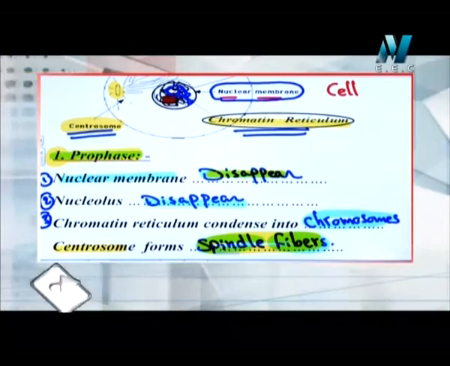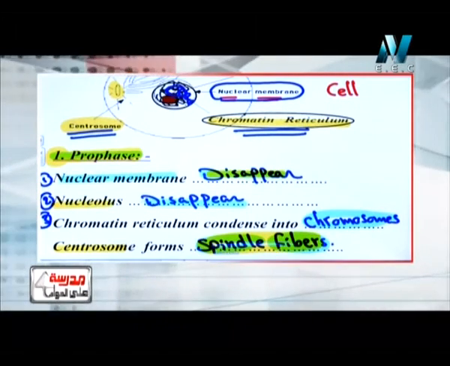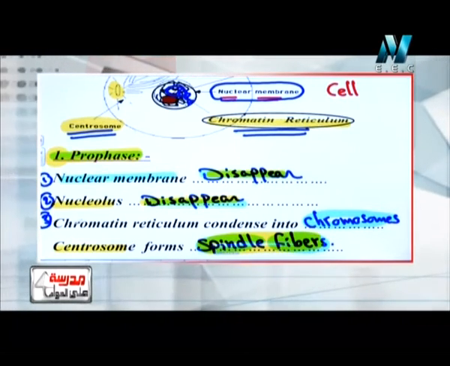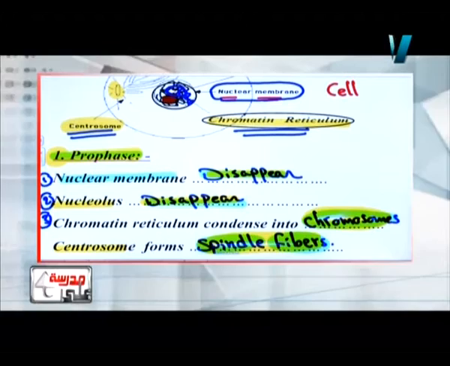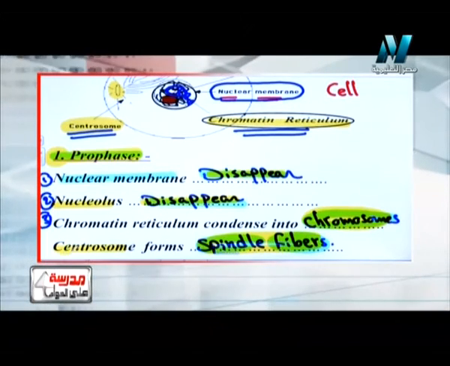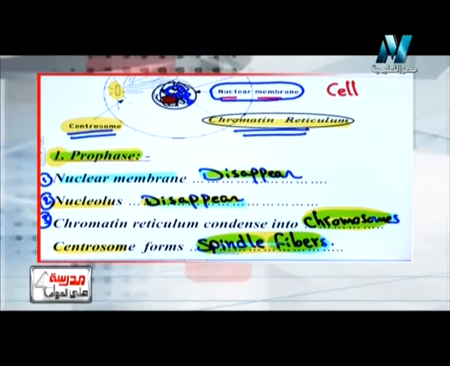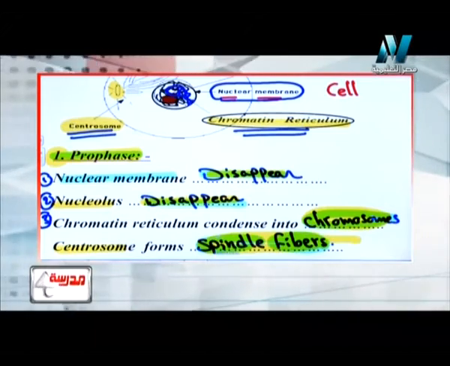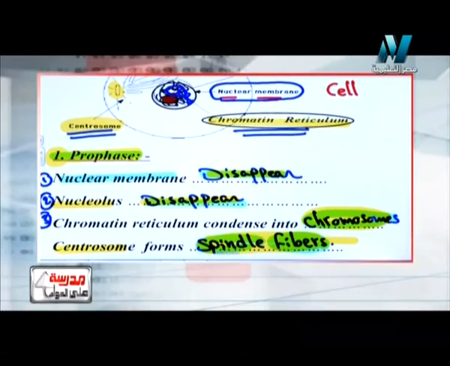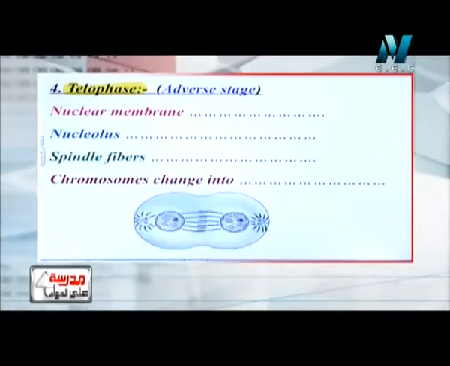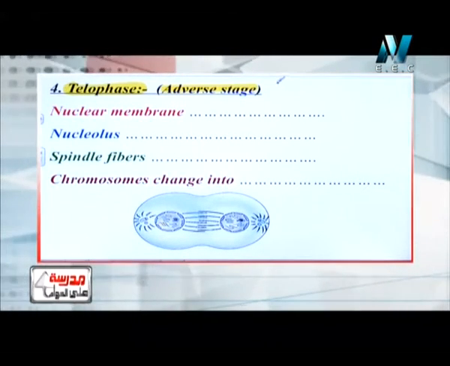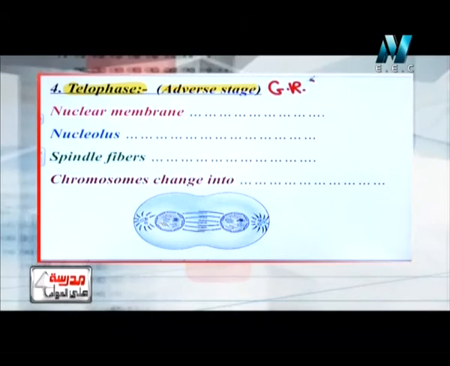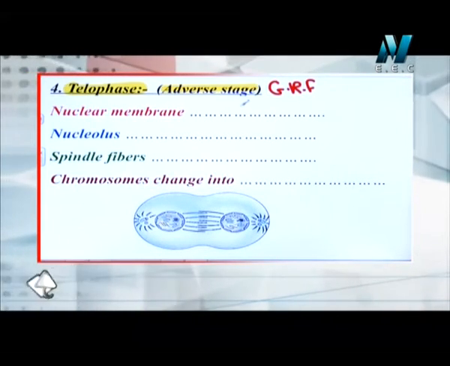Disappear. Nucleolus disappear. Chromatin reticulum condenses into chromosomes. Centrosome forms the spindle fibers. Yes? Yes. So in this stage, telophase, as the adverse stage, we have give reason for. Sometimes we have give reason for here. The telophase is called the adverse stage.